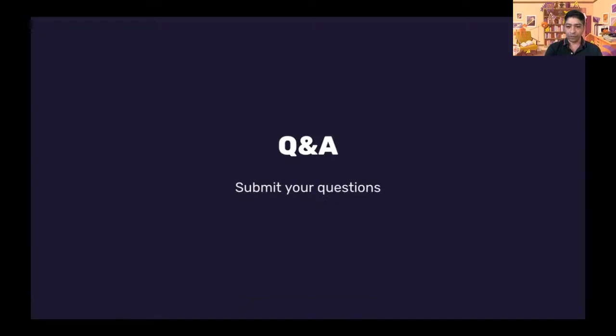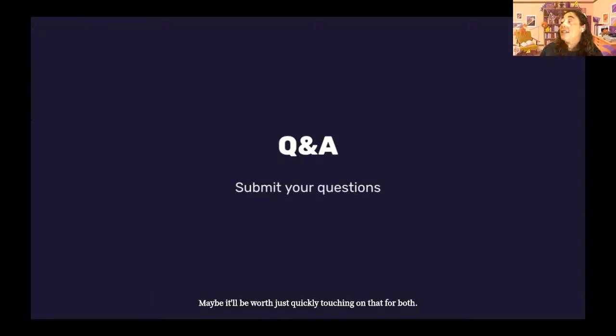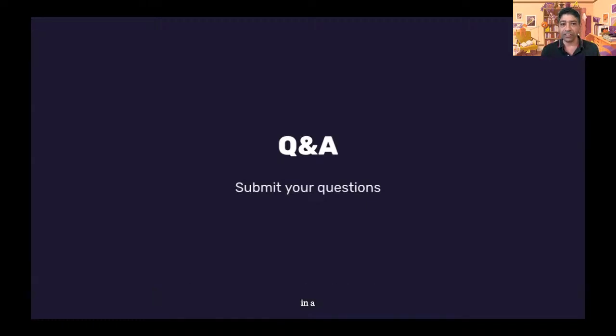Sarah, I think there are a few more questions about availability in general, right? Like when anomaly detection, I think there were some more questions that came up about that, as well as Autofix availability. Maybe it'll be worth quickly touching on that for both. Yeah, definitely. Do you wanna take that? Sure. Somebody else was also asking about anomaly detection. Right now it is in limited availability, which means we have a few alpha users trying it out, but we'll soon have it in a beta environment where you can turn it on yourself in a week or two. That's the timeline we're working towards.